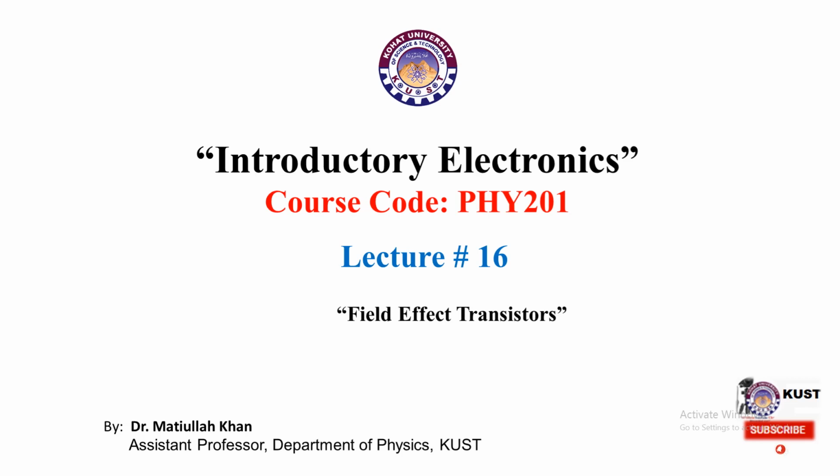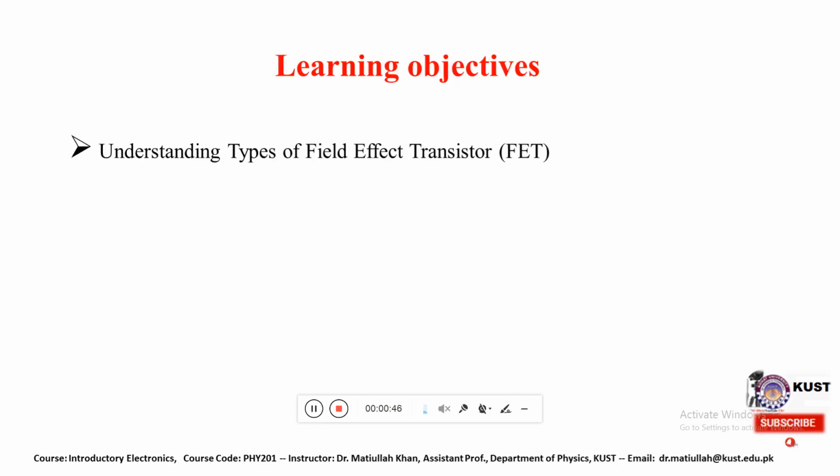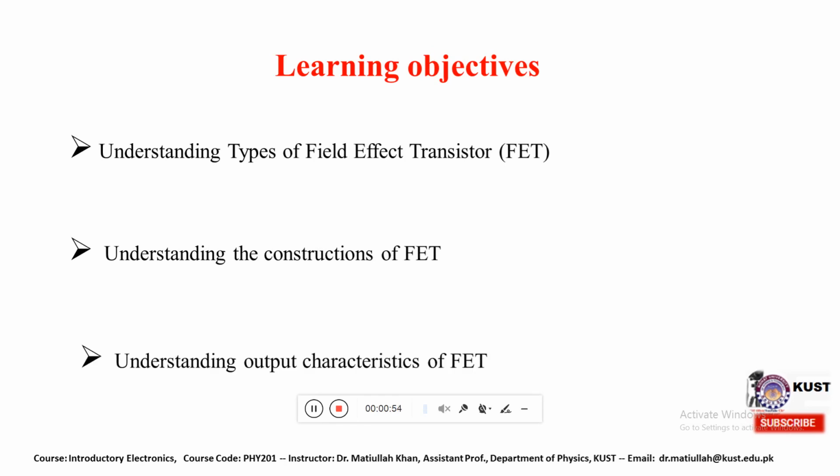We will discuss it today in lecture number 16, and the course code for this particular case is PHY201. In today's lecture our basic objective is to understand the types of field effect transistors. We also need to know the construction of field effect transistors, and the output characteristic of field effect transistors is also part of the lecture.